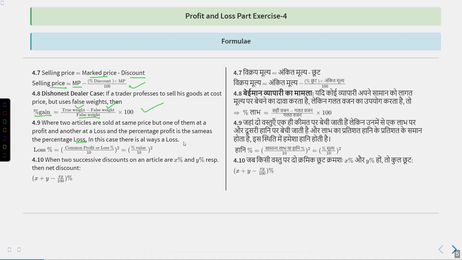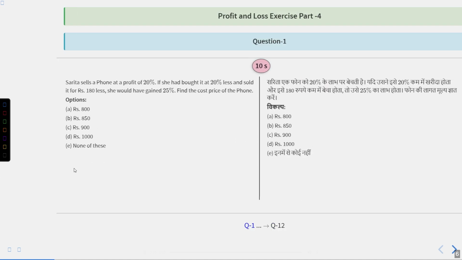In this case there is always a loss. So what is the loss percent? (Common profit or loss percent upon 10) whole squared, or we can say percentage value upon 10 whole squared. Next, when two successive discounts on an article are X% and Y% respectively, then the net discount will be (X plus Y minus XY upon 100)%. Clear? Now see the question.